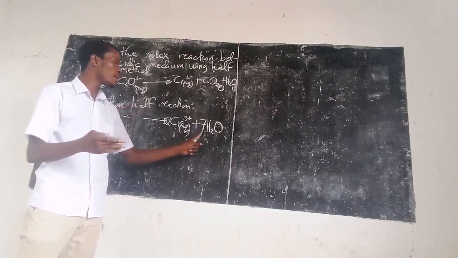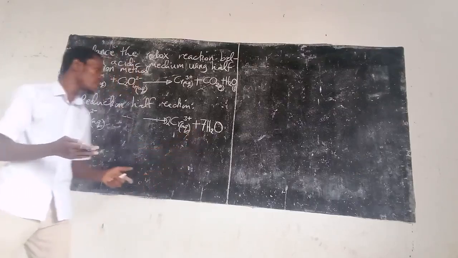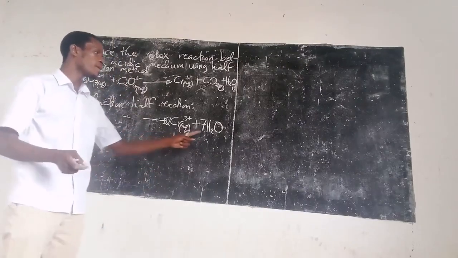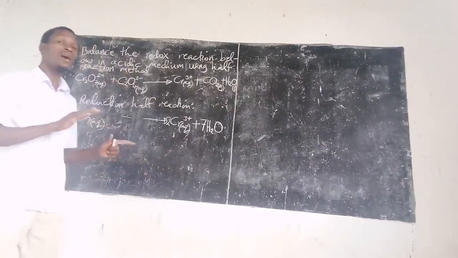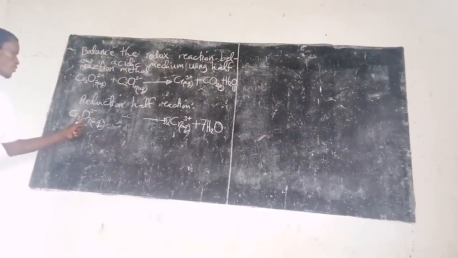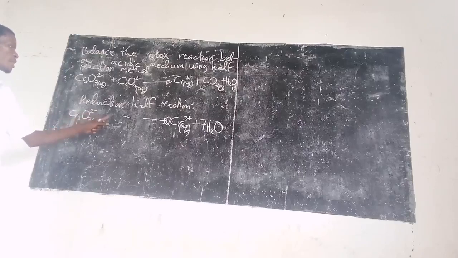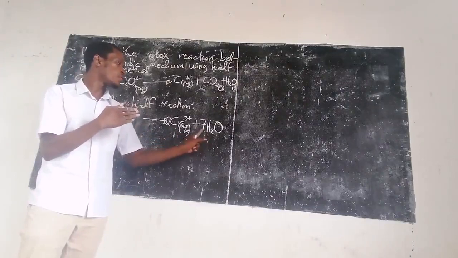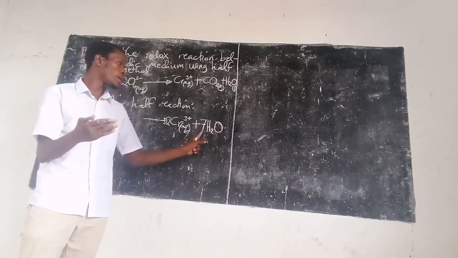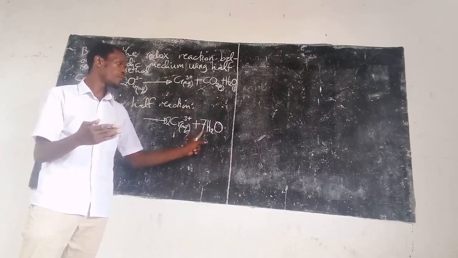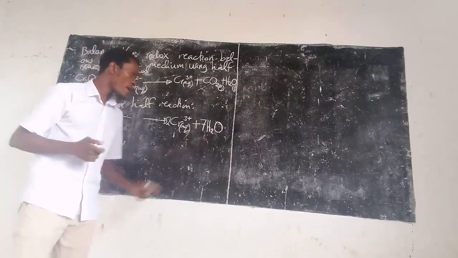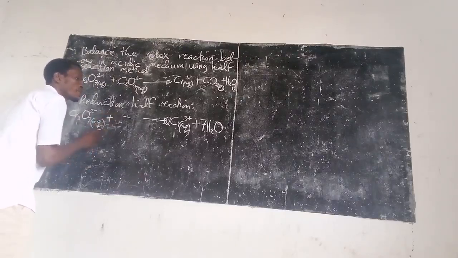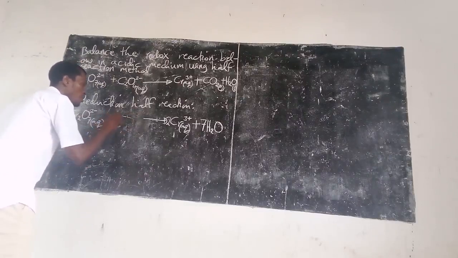Then we have to balance hydrogen atoms. The hydrogen atoms are balanced by adding the proper number of hydrogen protons to the side where there are no hydrogen atoms or fewer hydrogen atoms. In this half reaction, there are no hydrogen atoms on the reactant side, but there are 14 hydrogen atoms on the product side. So we have to add 14 hydrogen protons to the side where there are no hydrogen atoms.